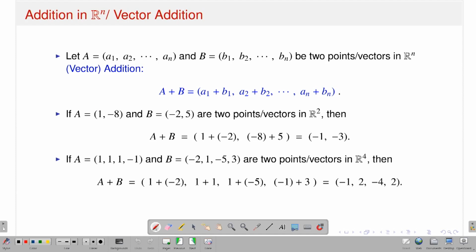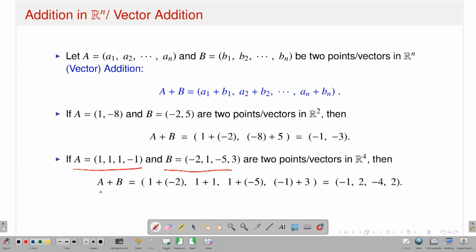Similarly, I am taking another example, a vector in R4, that is A equal to (1, 1, 1, -1) and B is (-2, 1, -5, 3). These are the two vectors in R4.